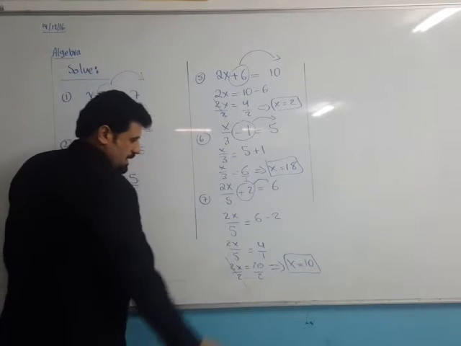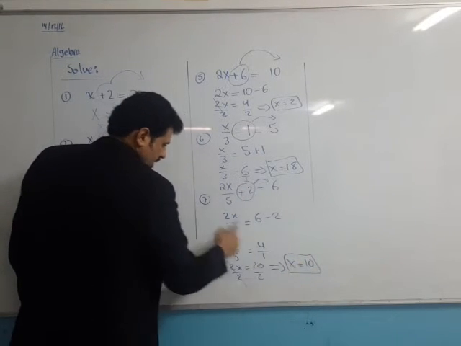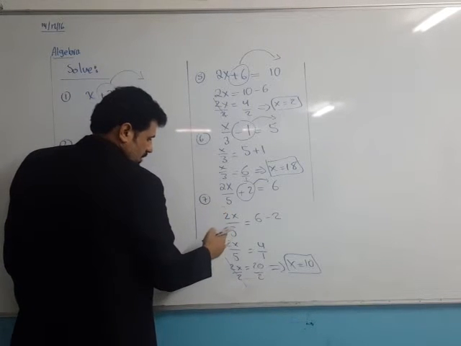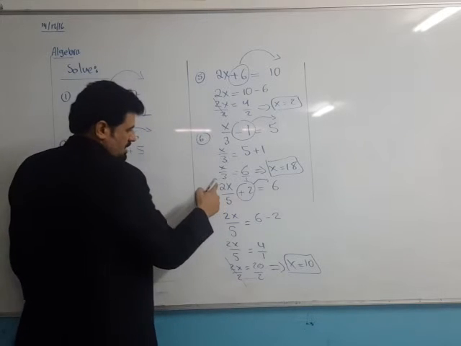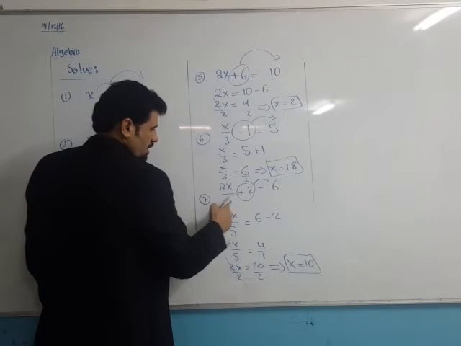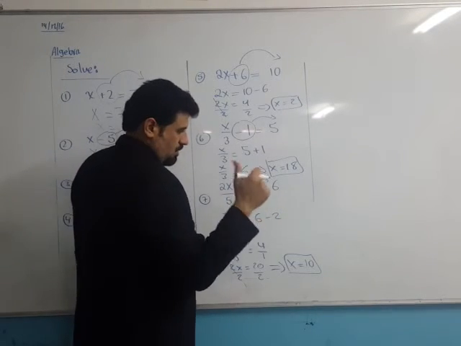And we are done. Now let's test it. X is 10. So 2 times 10 is 20. 20 divided by 5, it's 4. Plus 2 is 6. So it's good.